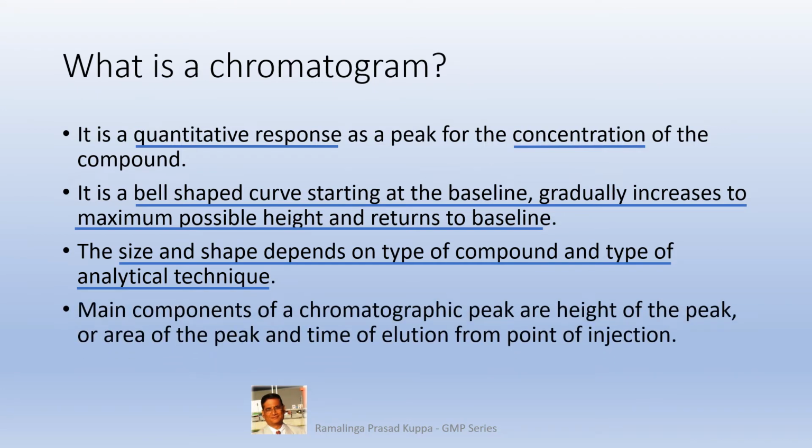Main components of a chromatographic peak are the height of the peak or the area of the peak, and the time of elution from the point of injection. These three parameters, area of the peak or height of the peak, and time of elution, which is also called retention time, are important for interpretation.